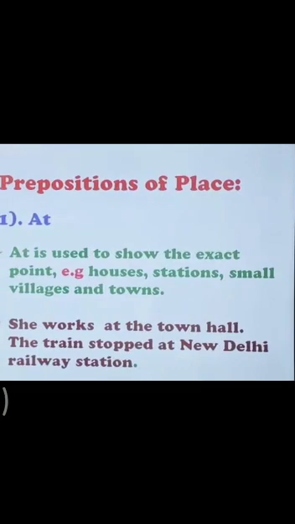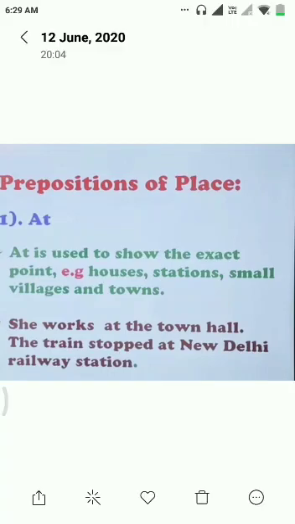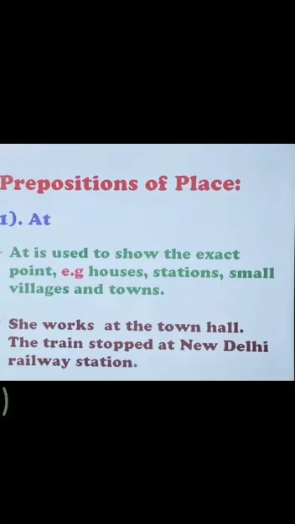Prepositions of place. First we have at. At is used to show the exact point. Example: houses, stations, small villages and towns. She works at the town hall. In the first example, at is used here as a preposition. The train stops at New Delhi railway station. So at is used to show the exact point or exact location.